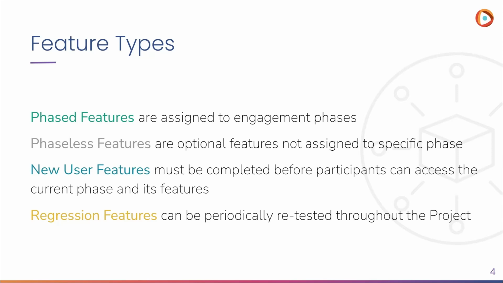New user features must be completed before participants can access the current phase and its features. This is really great for the first week of a test where everyone is in and testing. You can have a set amount of features that everyone has to complete before they can move further. So that can be things like account setup and logging in for the first time and setting up the unit, etc. New user features are also great for testers who are joining in the middle of a project.